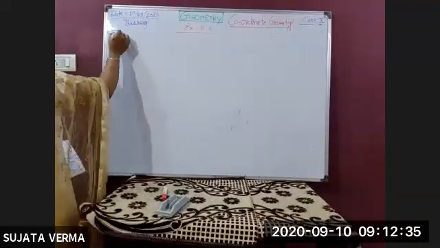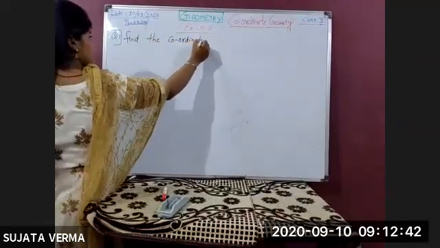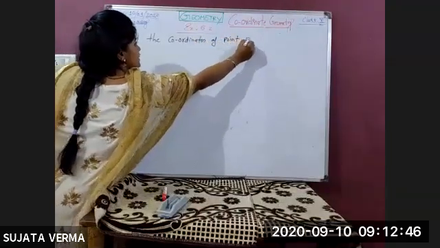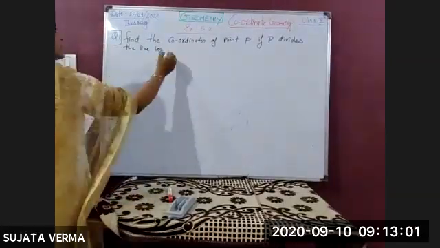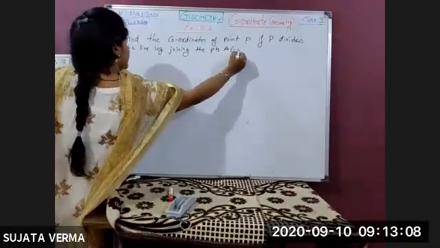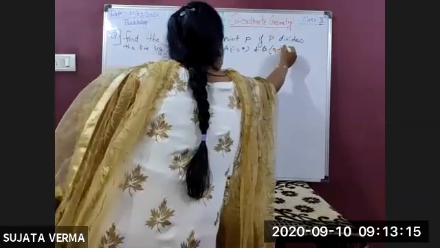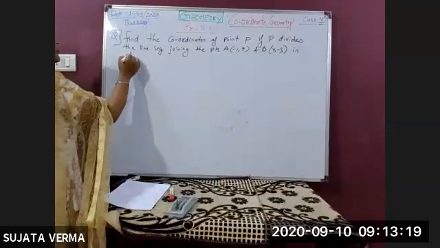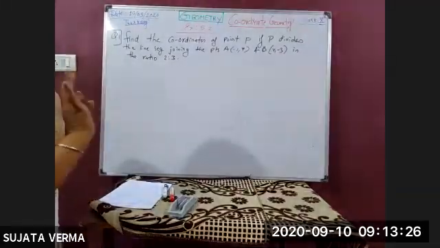Find the coordinates of point P if P divides the line joining the points A(-1, 7) and B(4, -3) in the ratio 2:3. Okay, now first we read the question.